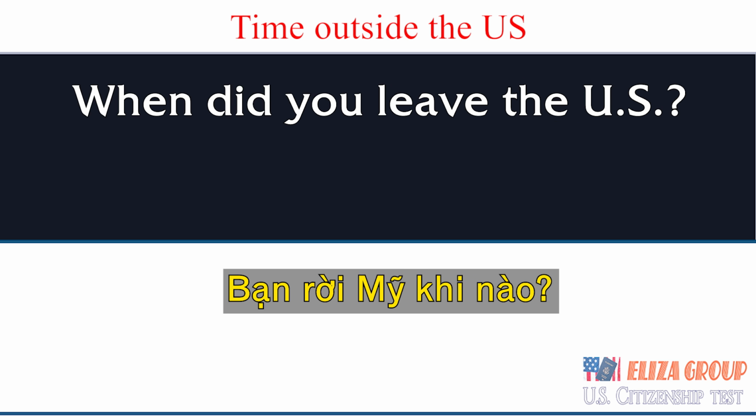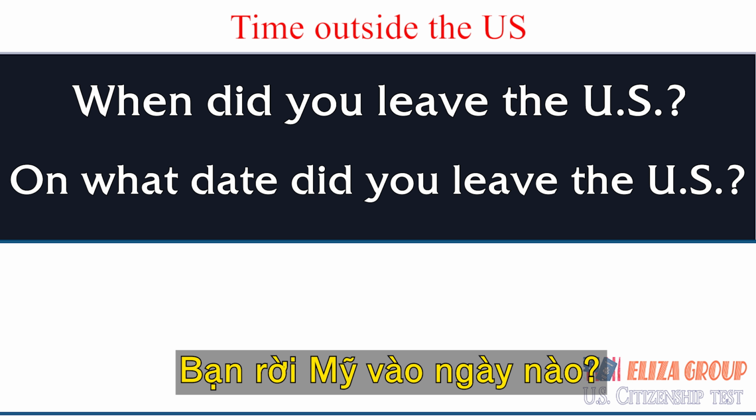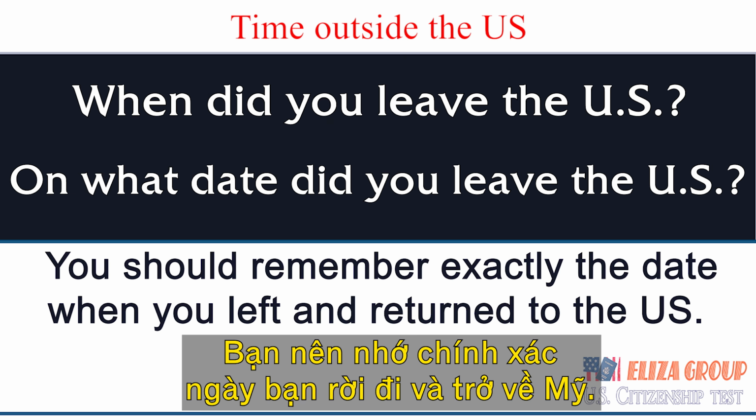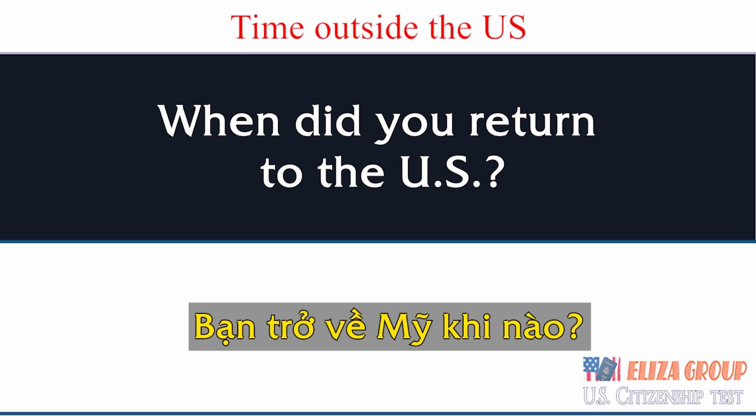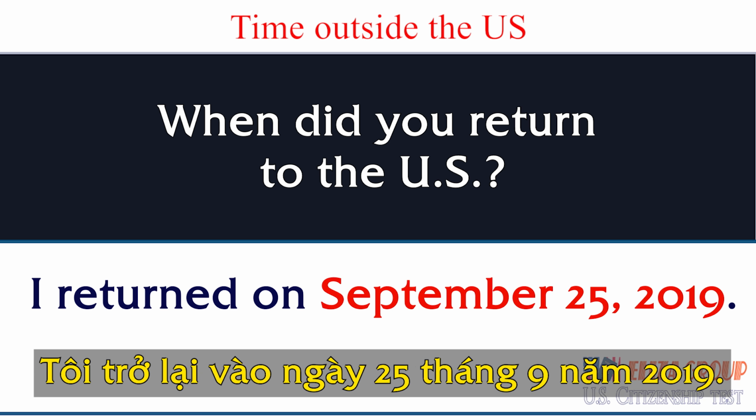When did you leave the U.S.? On what date did you leave the U.S.? You should remember exactly the date when you left and returned to the U.S. For example, I left the U.S. on August 13th, 2019. When did you return to the U.S.? I returned on September 25th, 2019.